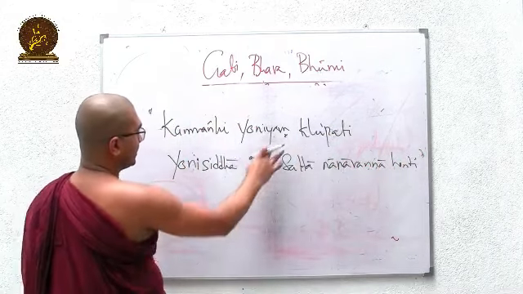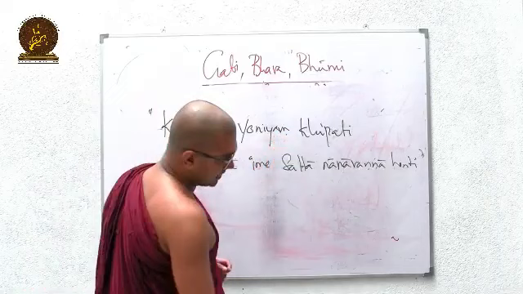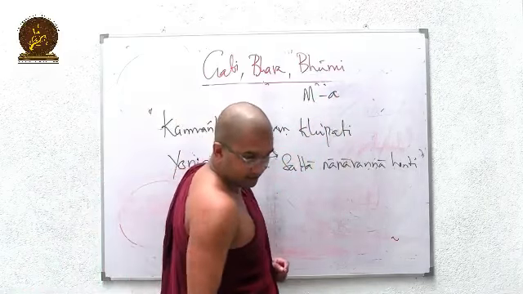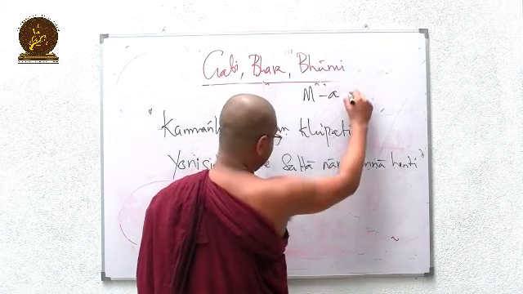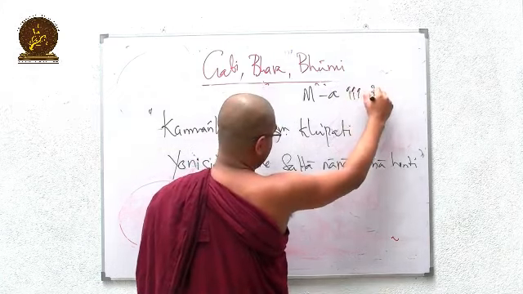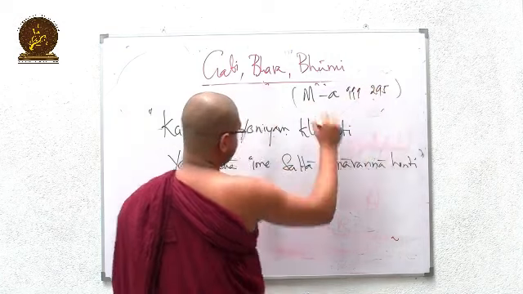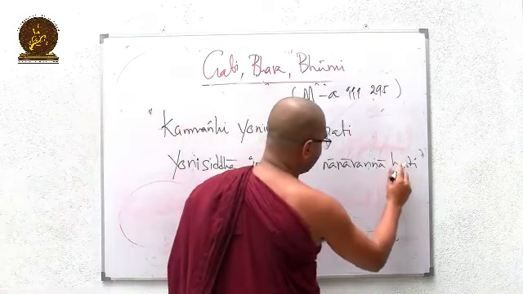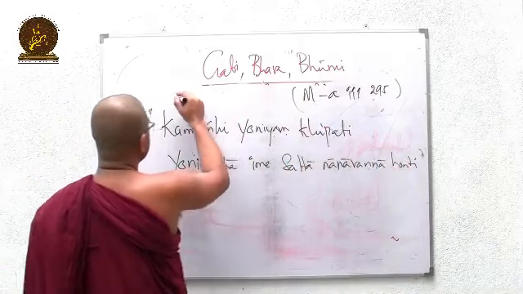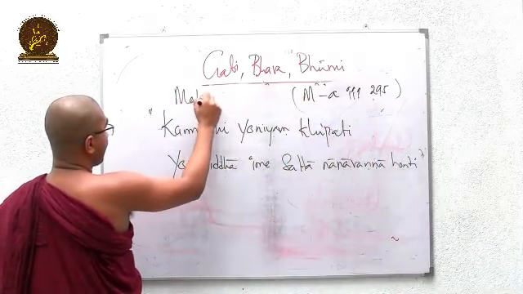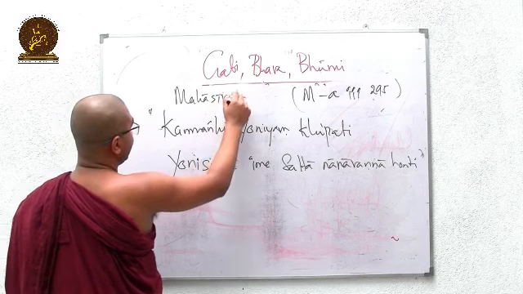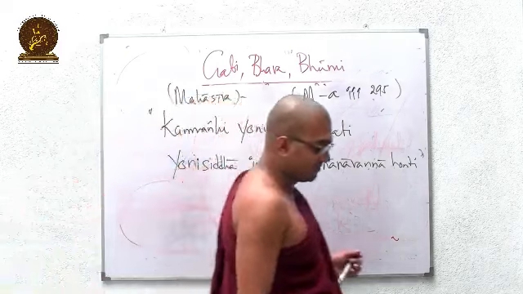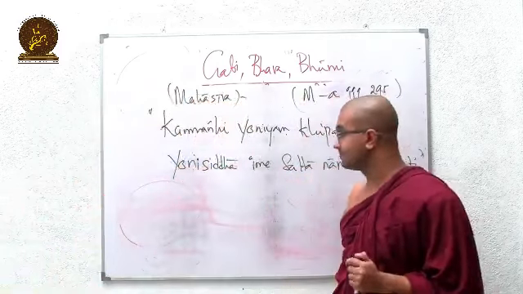This was mentioned in the Majjhima Nikaya commentary, Attakatha, book number 3, page 295. Mentioned by an ancient Sri Lankan elder called Mahasiva, who is respected to have become an Arahant at the age of 90, as the literature says.